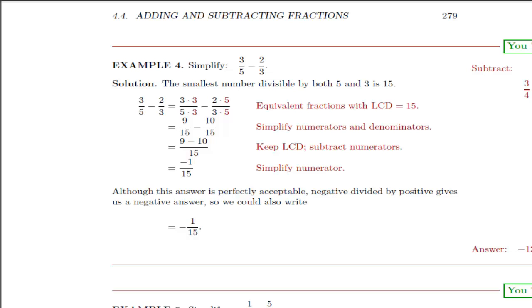Now that we have two fractions with a common denominator, we can subtract the numerators, 9 minus 10, to get negative 1, and the resulting fraction is negative 1 over 15. Although this answer is perfectly acceptable, a negative divided by a positive gives us a negative answer, so we could also write negative 1 over 15.